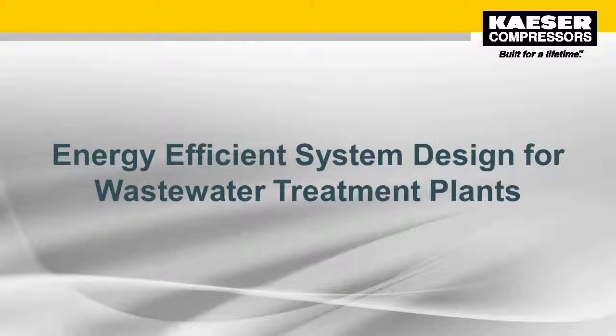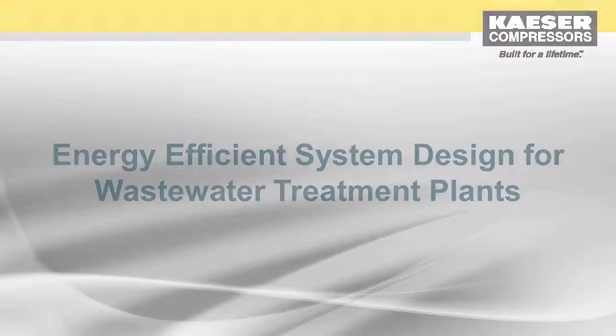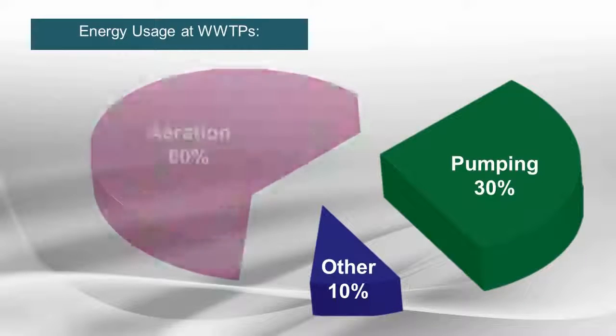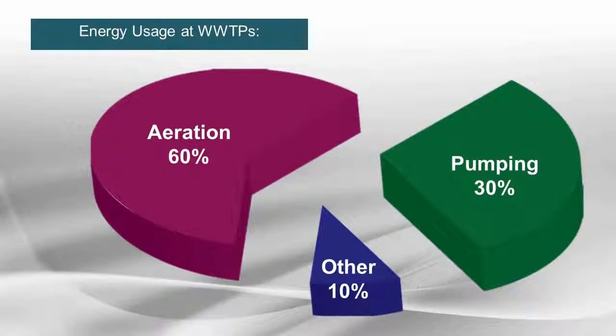Energy-efficient system design for wastewater treatment plants. System splitting with an adaptive master controller. Energy is the largest component of operating costs at most wastewater treatment plants, and aeration equipment is by far the largest power consumer. So even a modest improvement in blower system efficiency can significantly reduce operating expenses.